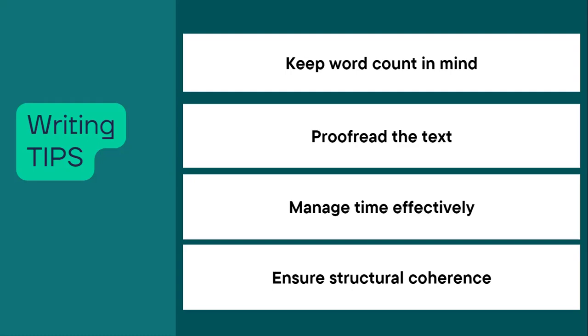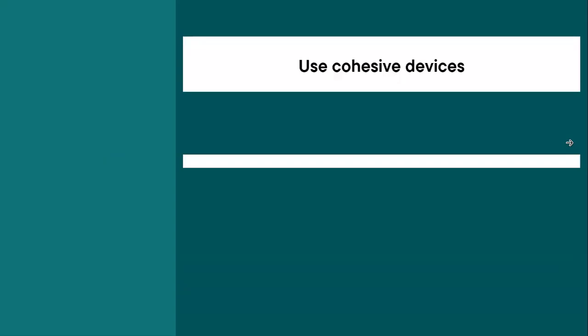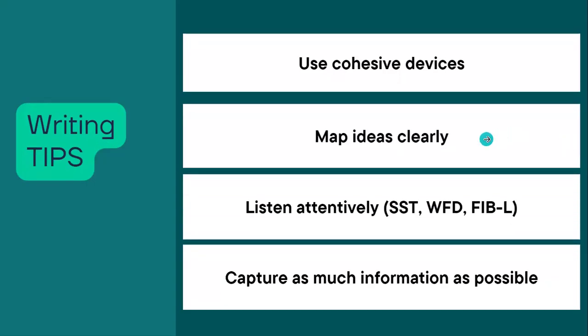Keep in mind the word count. In summarize written text, the maximum you can write is 70 words, and in essay writing 200 to 300 words is your eligibility word count. Map your idea clearly when you write, so that you don't hesitate and don't think too much. You don't remove your sentences again and again.